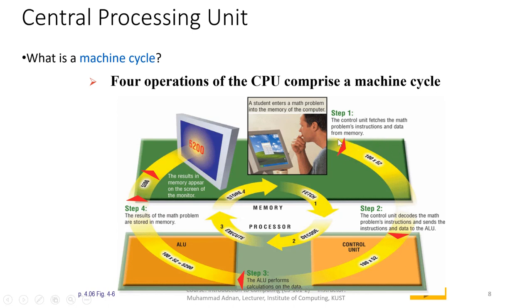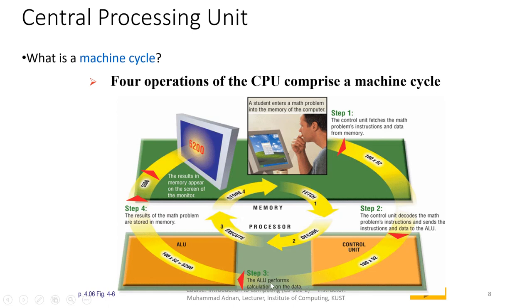Then the data is fetched, and we go to step two, where the control unit decodes the math problem. We have to interpret it, decode that problem, and then send the instruction and data to the ALU. After decoding, it sends the data to the arithmetic logic unit, where the data is processed, and in step number three, the ALU performs calculation on the data.